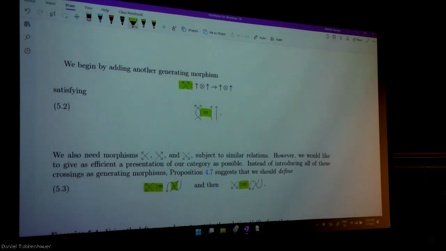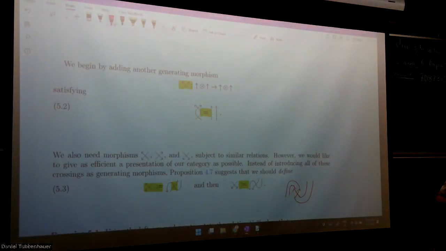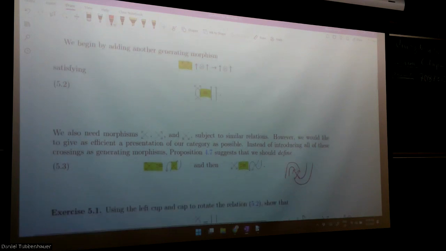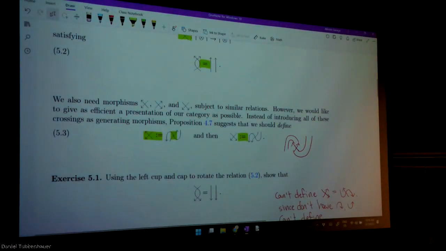And we need a down crossing, but we don't have to throw that in as a generator, because we can take this left one now that we've defined and rotate one more time. Or you could define it directly. It's the up crossing where we've rotated both of them, right? So that's now a down crossing. And as an exercise, you can take this relation up here, attach caps and cups and rotate it around and get this relation for free. So we don't have to put that in as a relation.